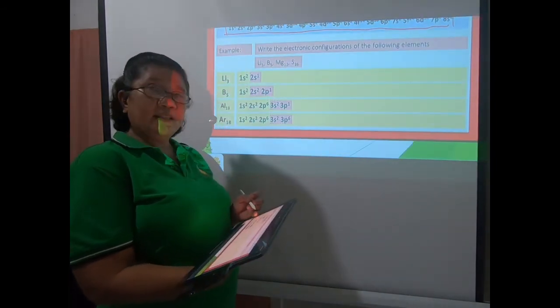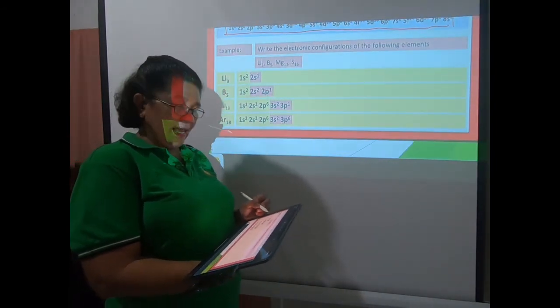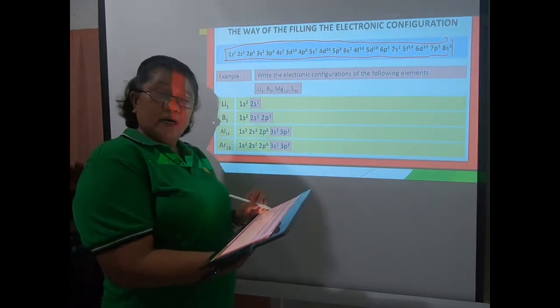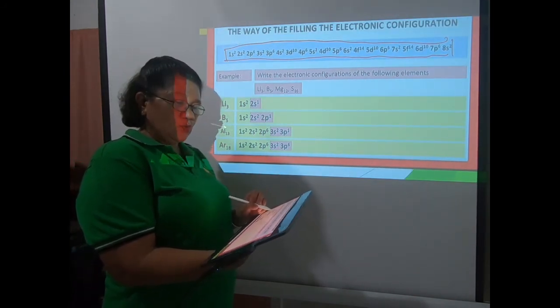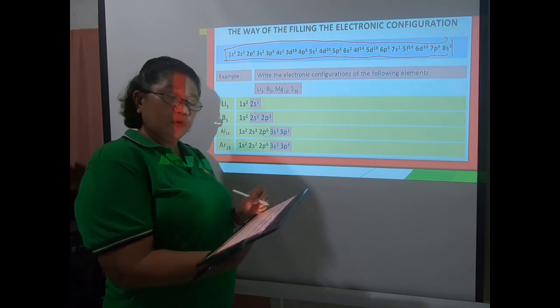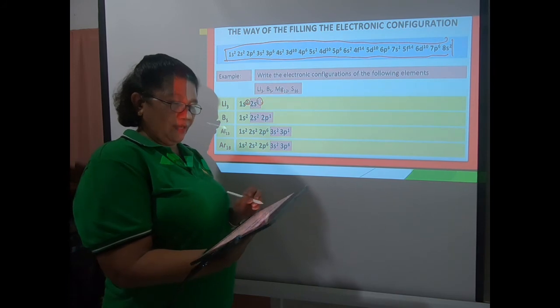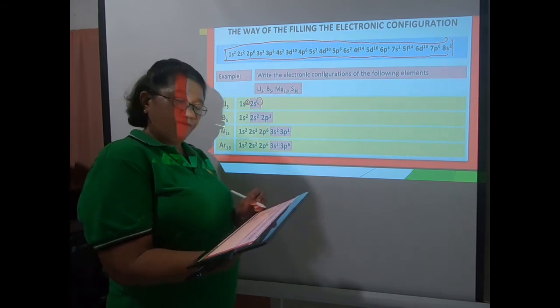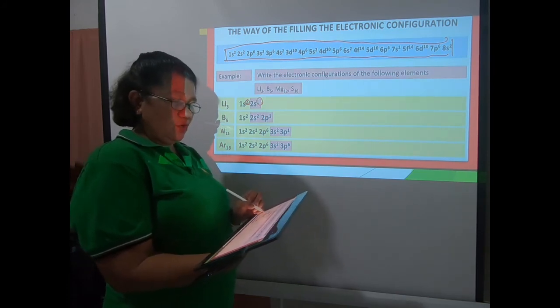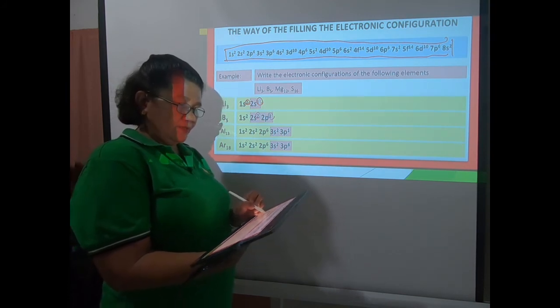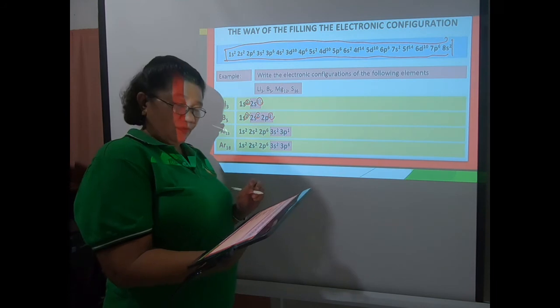So, for instance, lithium has 3 electrons. Therefore, that is 1s2, 2s1. How are you going to count the number of electrons on the superscript? That is 2, and 1, 3. For boron, there are 5 electrons. That is 1s2, 2s2, 2p1. Okay, here, that's 5.